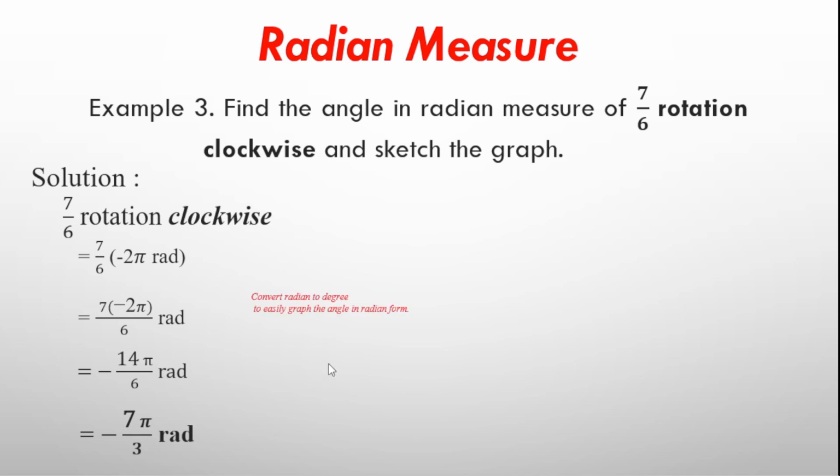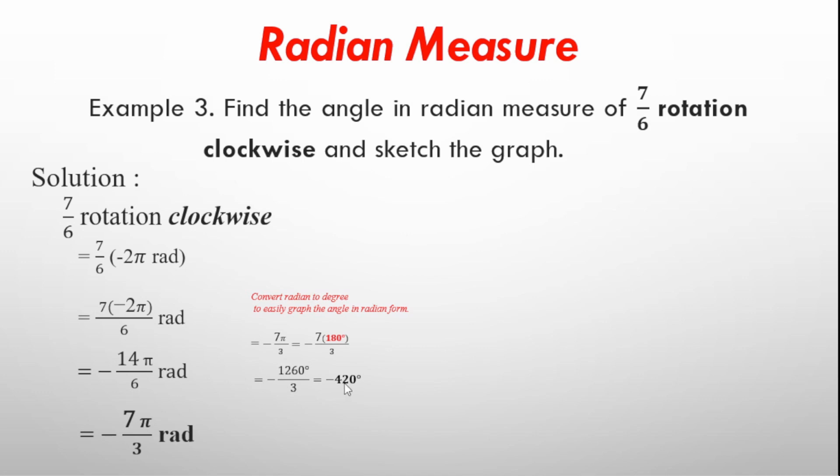Then we are going to sketch now the graph. So we are going to convert now negative 7 pi over 3 radian into degrees. So by substituting pi with 180 degrees, it becomes negative 7 times 180 degrees divided by 3, it becomes negative 1260 degrees divided by 3. So as we divide, it becomes negative 420 degrees.